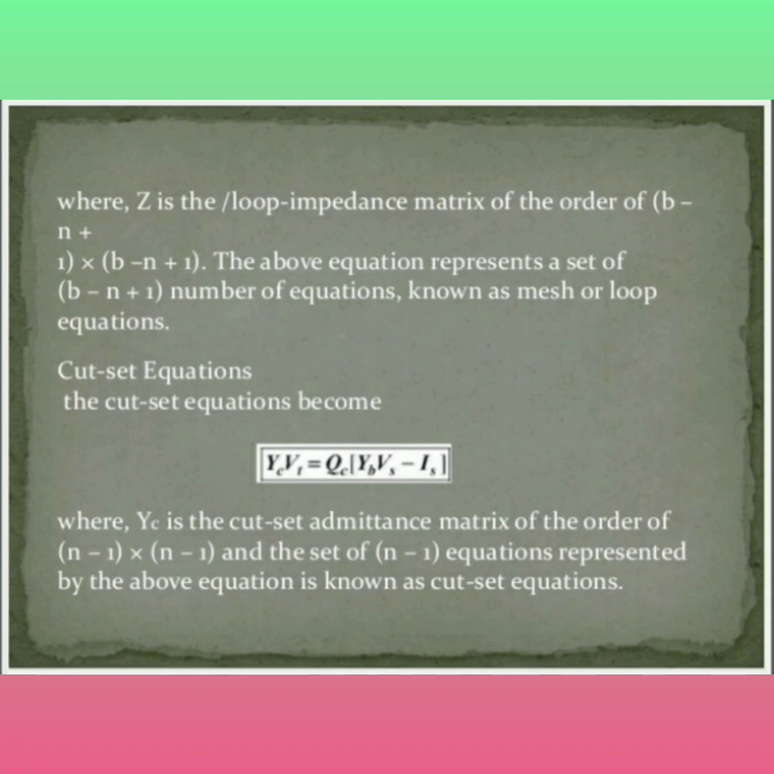Cut set equations. The cut set equations become Yc Vc = Qc(Y_B V_S - I_S), where Yc is the cut set admittance matrix of the order (n-1) x (n-1), and the set of n-1 equations represented by the above equation is known as cut set equations.